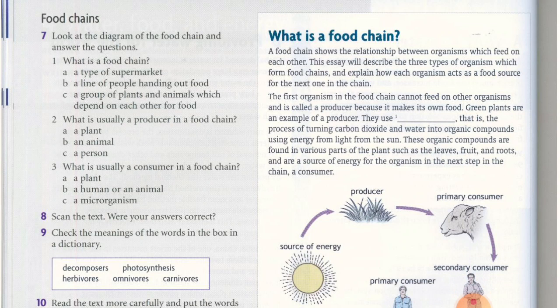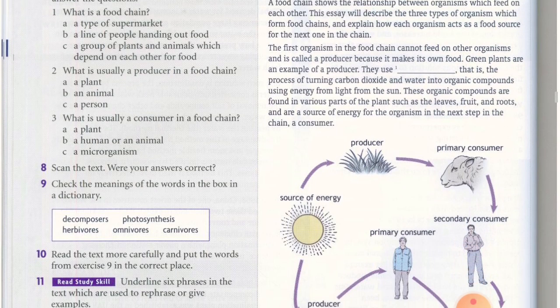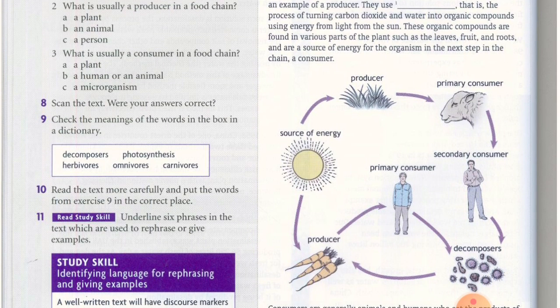C1. A group of plants and animals which depend on each other for food. Second one, what is usually a producer in a food chain? A plant, an animal, a person. A plant. What is usually a consumer in a food chain?